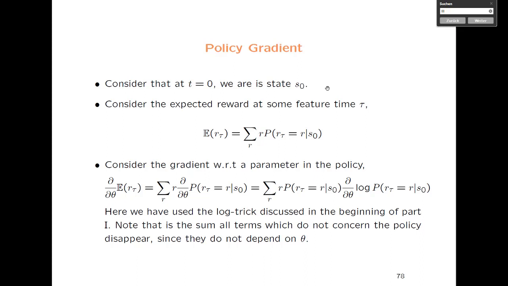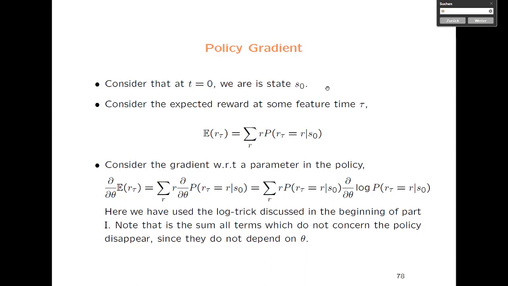So let's say we start at t0 and we are in some state s0. Now we are considering the expected reward at some future time tau. So we start at 0, but now we're looking at tau. So we are interested in the expected value of r tau. And this expected value is the sum over the values of r, times the probability that r is observed at time tau, starting from s0.